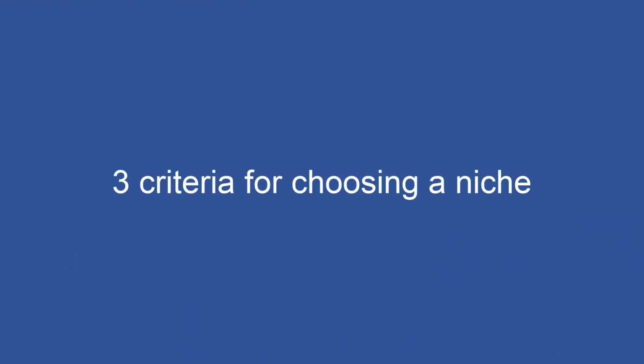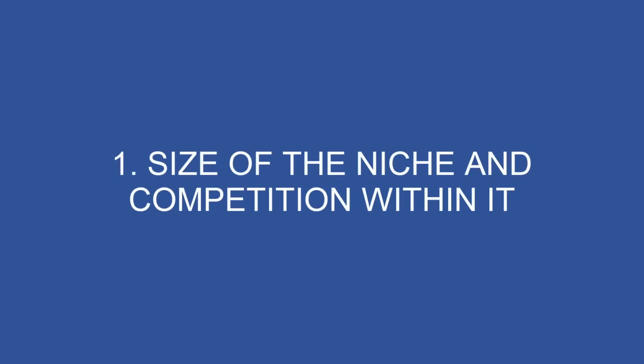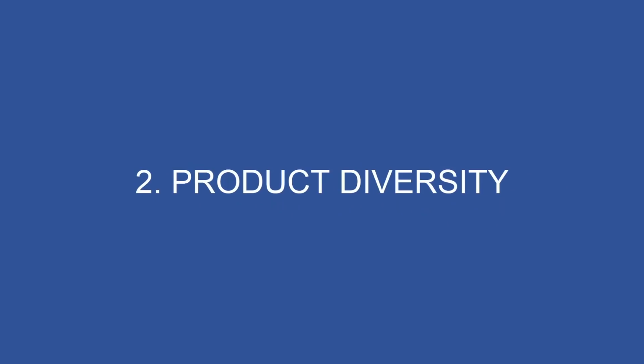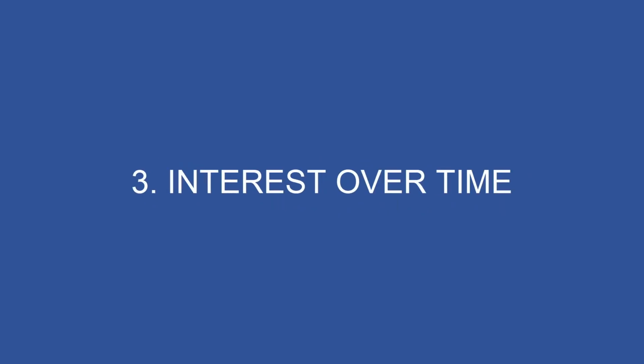Now, there are really 3 criteria that you need to take into consideration when you're choosing a niche. First is size and competition within that niche. Secondly is product diversity. And third is interest over time. And I'm going to touch on all of these. So let's jump on over to the computer and I'm going to walk you through all of this step by step.